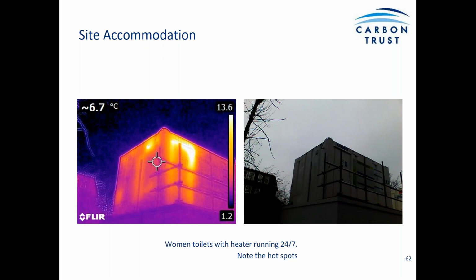Also, this was the same site in London. They had the heater in the women's toilet running. It just had been left on. There were no women working on the site, so the site manager was of the opinion that it had probably been running for a number of months as well.